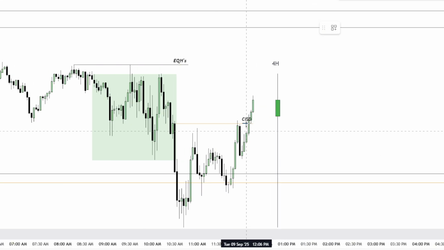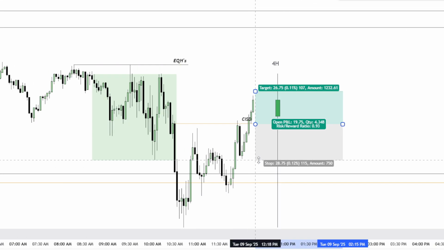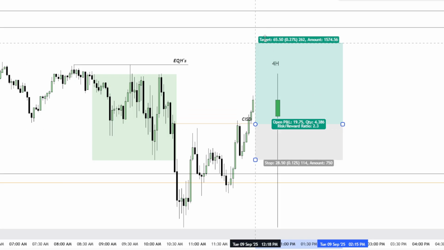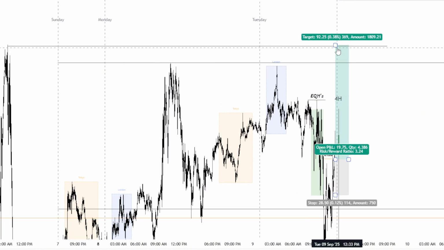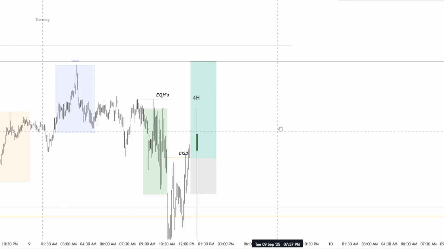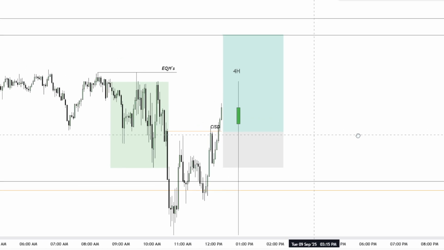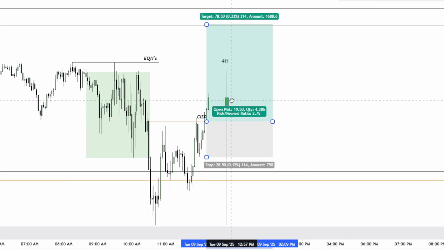So we get that closure right here. We can take our position, keep our stop loss at this protected low, and target either previous day high or that London liquidity. I'll target that previous day high, right above that London liquidity, and we can see how this actually plays out, trading that 10 AM AMD model.